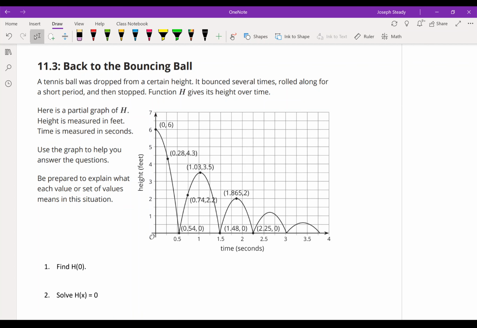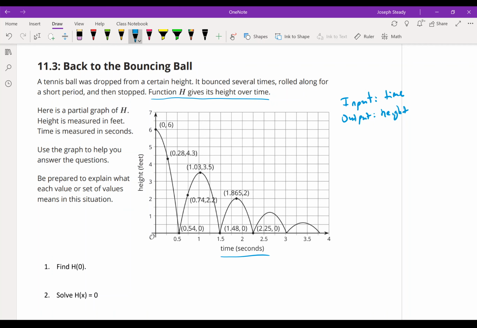In problem 11.3, we are asked to consider a tennis ball that is dropped from a certain height and then bounces along the ground a few times until it just rolls and stops. And they tell us that function h gives the height of the tennis ball over time. Or in other words, our input is time, and our output is the height of the tennis ball. And we can see that here on our graph as well.